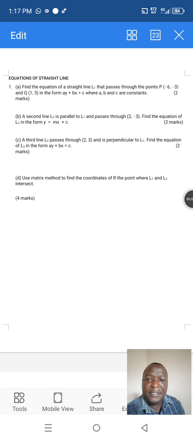It reads, part A, find the equation of a straight line L1 that passes through the points P(-6, -3) and Q(1, 3) in the form ay + bx = c, where a, b, and c are constants.